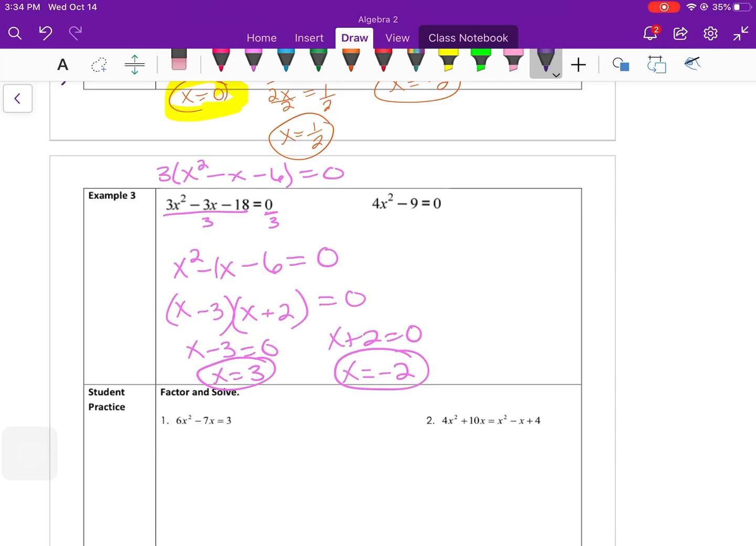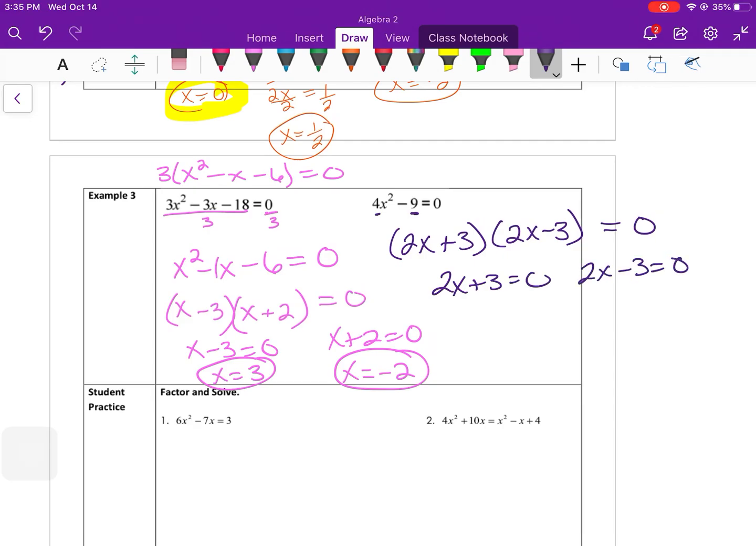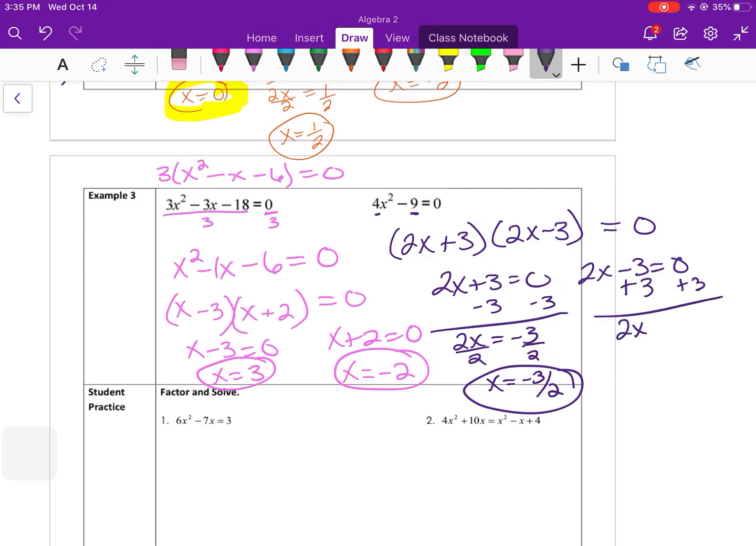This is another difference of perfect squares. So don't forget, it's perfect square numbers and you're subtracting. So this one factors to 2x plus 3 and 2x minus 3. So 2x plus 3 equals 0 or 2x minus 3 equals 0. So subtracting 3, 2x is -3, divided by 2, -3/2, which means the other one should be +3/2 because it's the same thing except for minus instead of plus. So you add 3 and then you divide by 2 and it's 3/2.